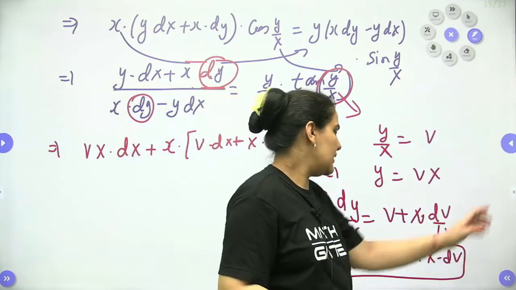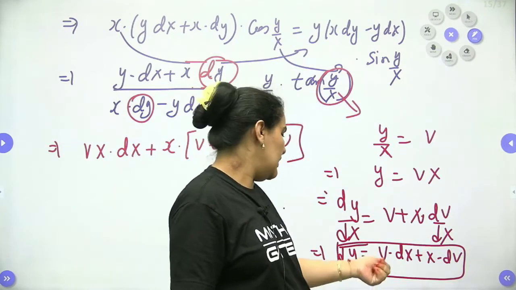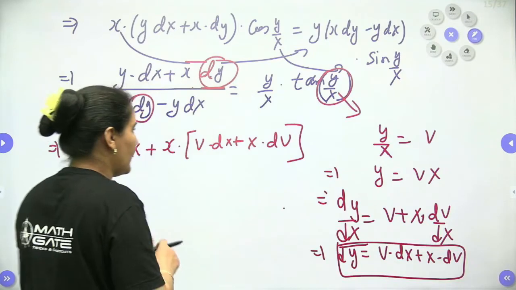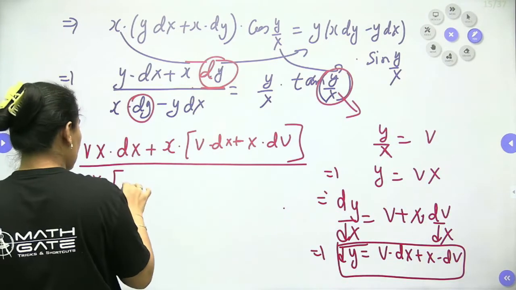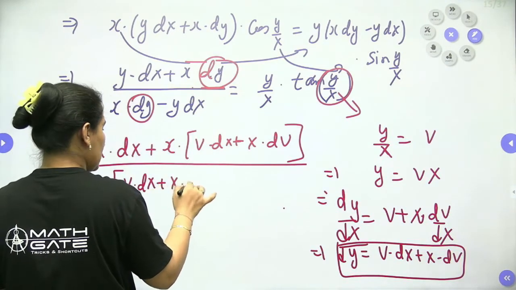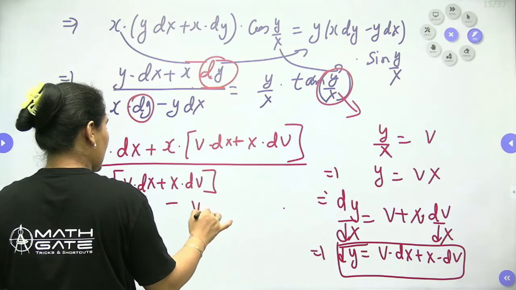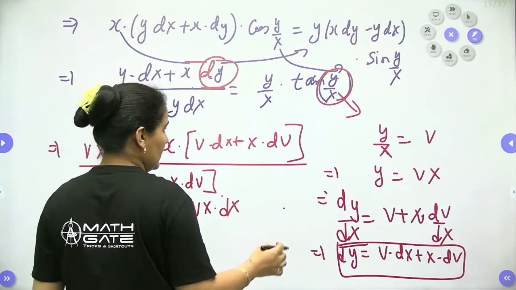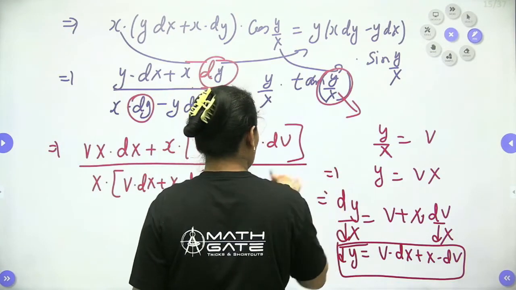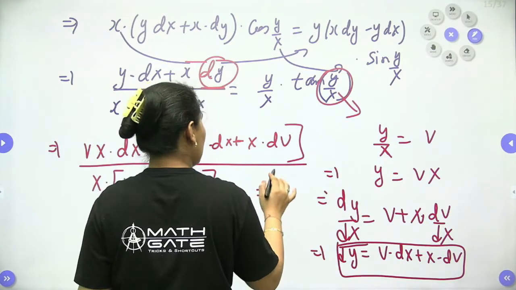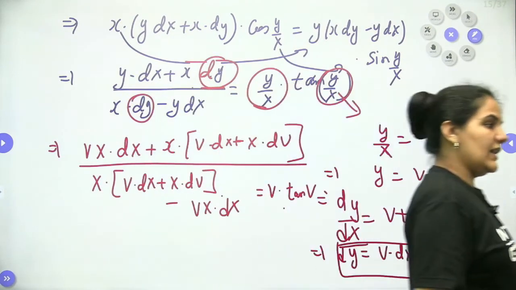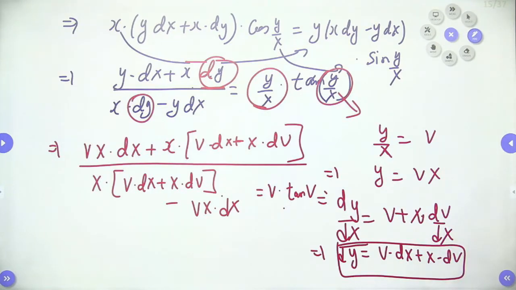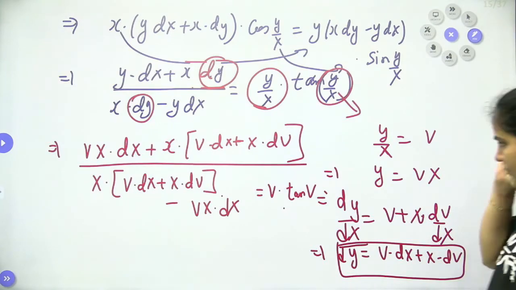You can see, in the place of dy we can put v into dx plus x into dv. It's a different question from those questions which we already discussed. So x will be x only, dy we can put v into dx plus x into dv, dear students, minus y will be vx and it will be dx only, right? And at the front, as y by x is already v, we can put v and it will be tan v only, right? So we can approach from here only, guys.